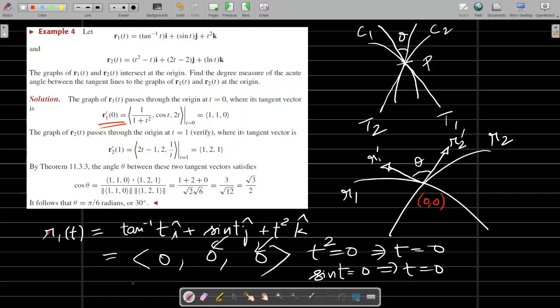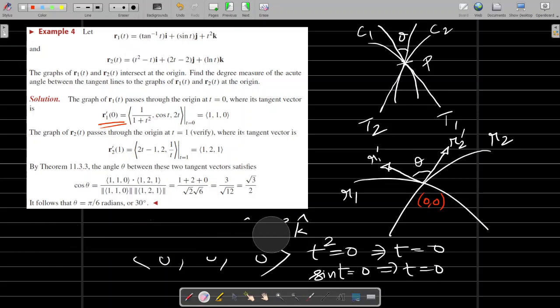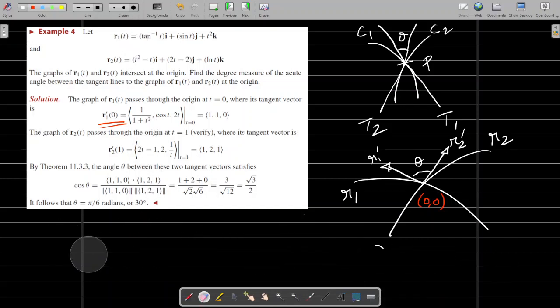So here the graph of r1 of t passes through the origin at t equal to 0. When t equal to 0, the value of that vector is equal to 0, 0, 0. Now we'll keep it there and then find r1 dash at that point, at t equal to 0.